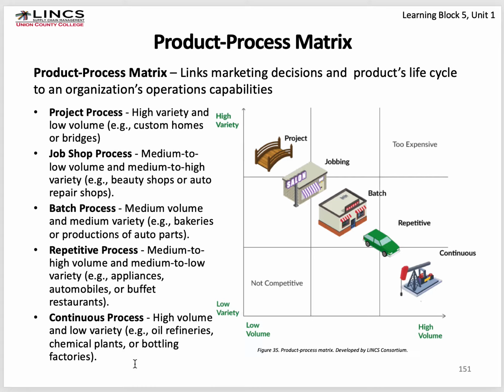A job process is a medium to low volume and with a medium to high variety. So if you're thinking about from a service standpoint, it would be a beauty shop where everybody comes in and wants something just a little different, a little tint, a little different color, a little different curl, tighter on the side, longer on the top, blah, blah, blah. Auto repair shops, you never know what's coming in for the job that you have to do.